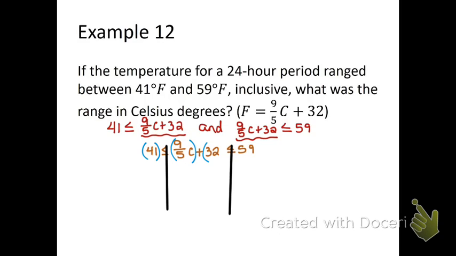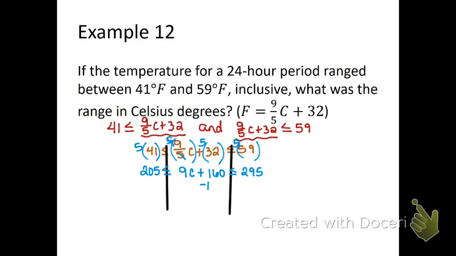And the first thing I did was get rid of the fraction. So I'm multiplying everything here by 5. And so that gives me, what's that, 205, my inequality symbol. Here the 5's cancel, so I got my 9C, plus 5 times 32 is 160, my inequality symbol, and 5 times 59 is 295. Now remember, again, my goal is to solve for C, so I'm going to get everything out of that middle area except for C.